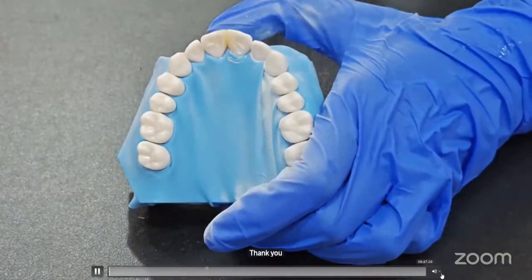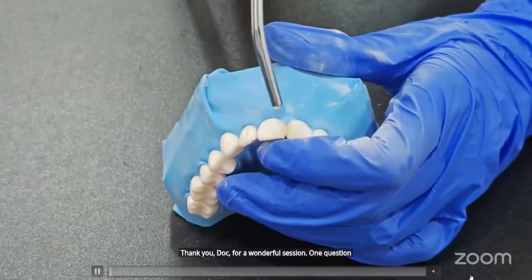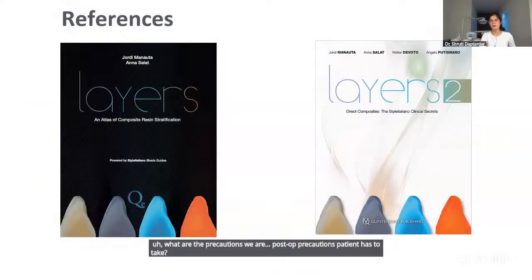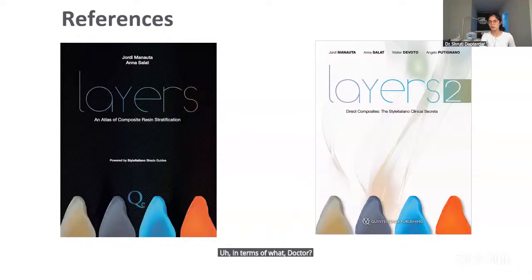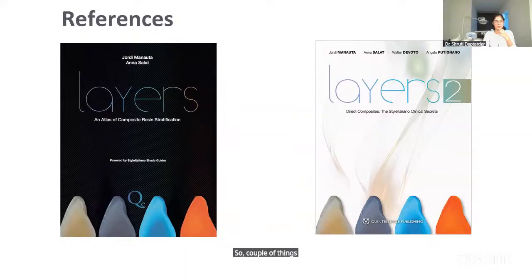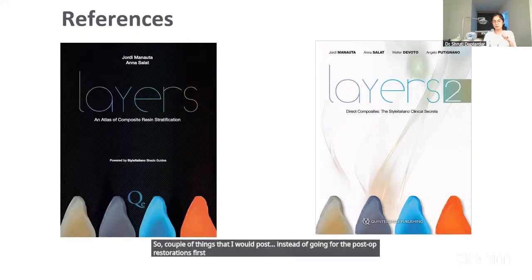Thank you, Doc, for a wonderful session. One question I would like to ask: what post-op precautions does the patient have to take? In terms of what, doctor? In concern of the restoration which we have done, for its longevity. A couple of things, but first, adjust the occlusion really well.